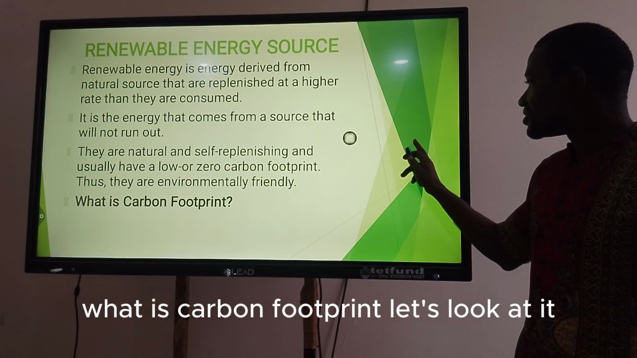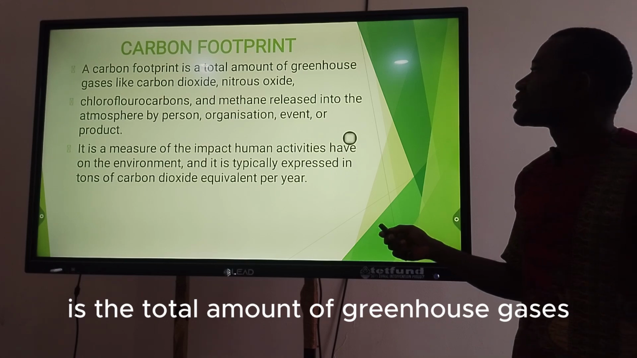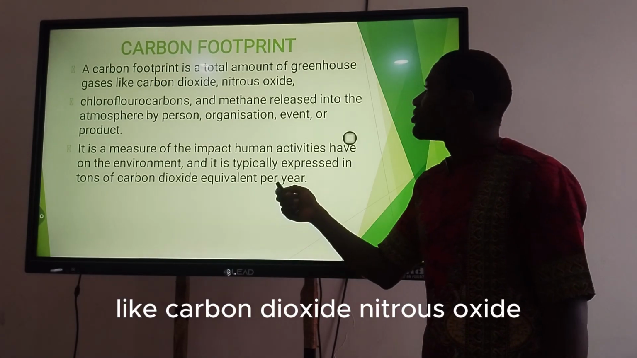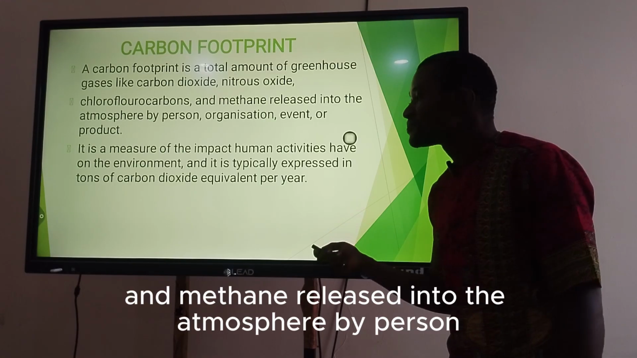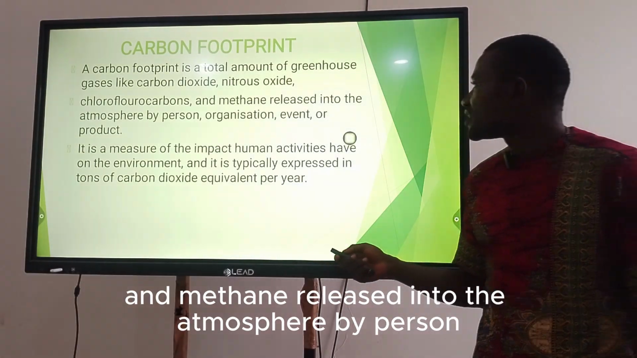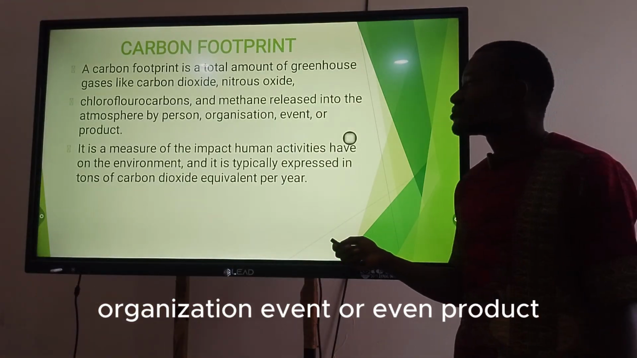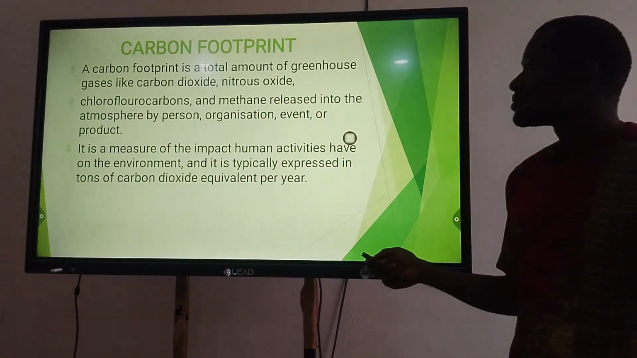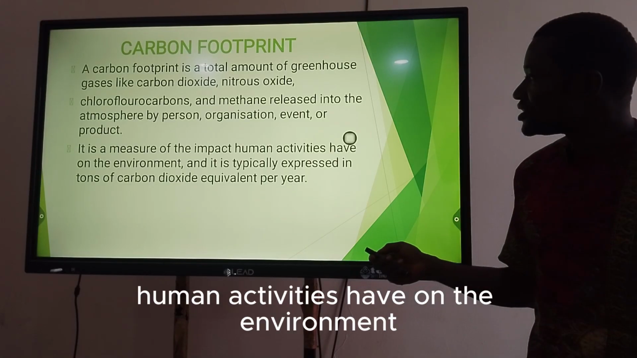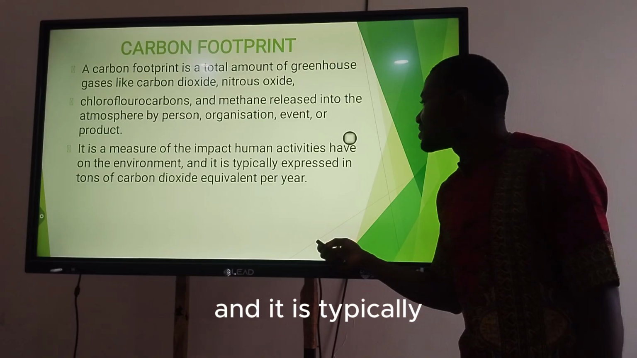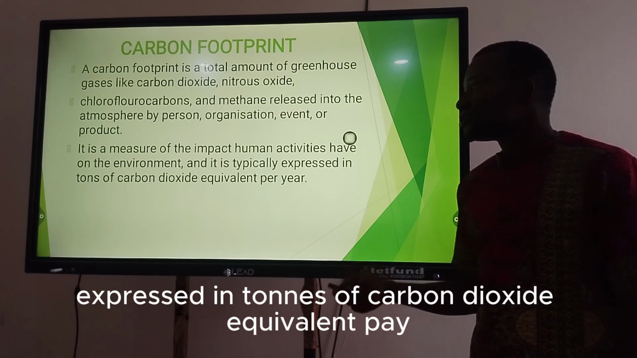What is carbon footprint? Let's look at it. A carbon footprint is the total amount of greenhouse gases like carbon dioxide, nitrous oxide, chlorofluorocarbon, and methane released into the atmosphere by person, organization, event, or even product. It is a measure of the impact human activities have on the environment, and it is typically expressed in tons of carbon dioxide equivalent per year.